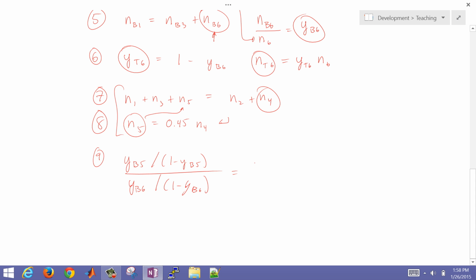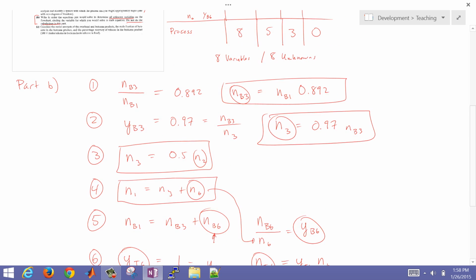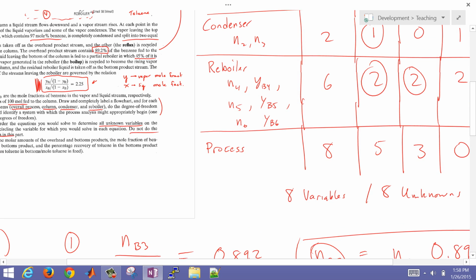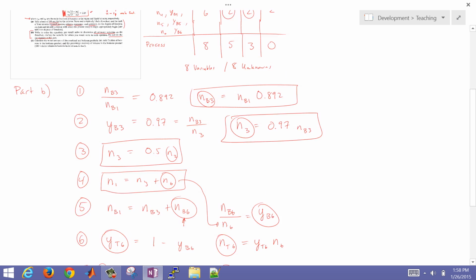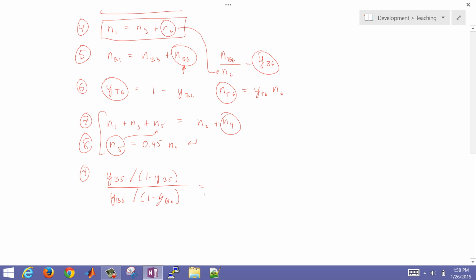let's see, let me go back to the column description for that equation. That was equal to 2.25. Okay, 2.25. And so that allows us to solve for YB5. Okay, and then if we want to get NB5, we can get that just by YB5 times N5. Okay, so that gives us our NB5.